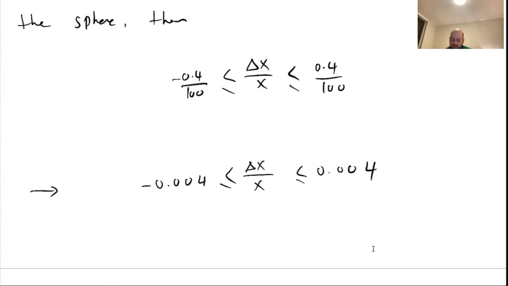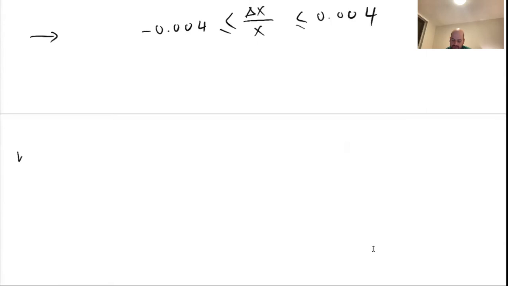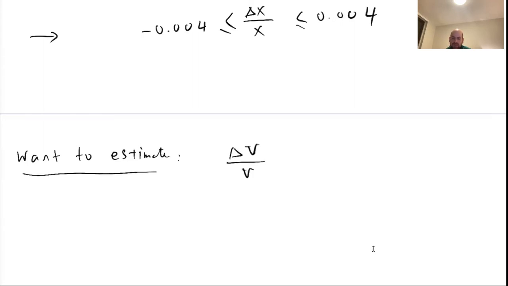Now we want to know about the percentage error in the calculated volume, so we want to estimate delta V over V. We know the percentage error in measuring the diameter is 0.4%, and based on this, we want to find the percentage error in measuring the volume. Is it the same percentage, or is it less or more? That's what we want to figure out.